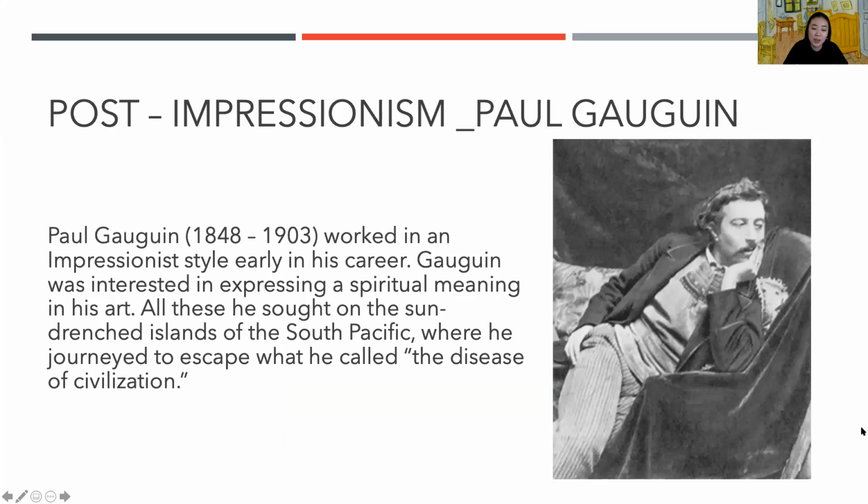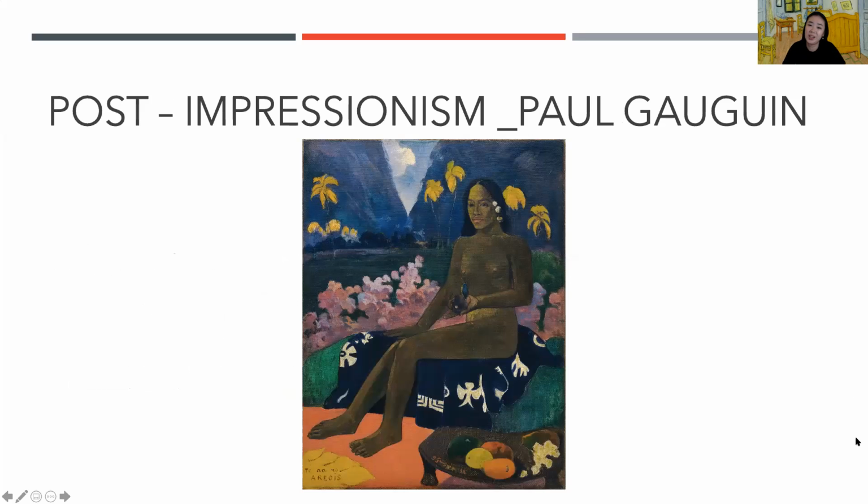And the last post-impressionist artist we are going to see is Paul Gauguin. Paul Gauguin worked in an impressionist style early in his career. Gauguin was interested in imparting a spiritual meaning in his art. All this he sought on the sun-drenched island of the South Pacific, where he journeyed to escape what he called the disease of civilization. So this is it.